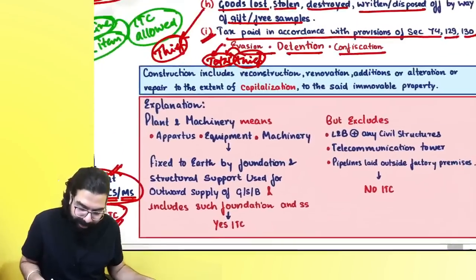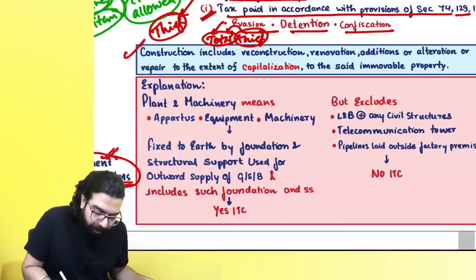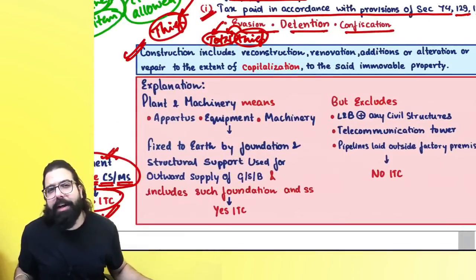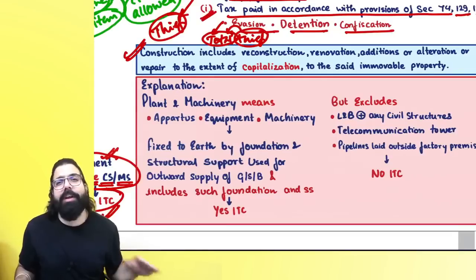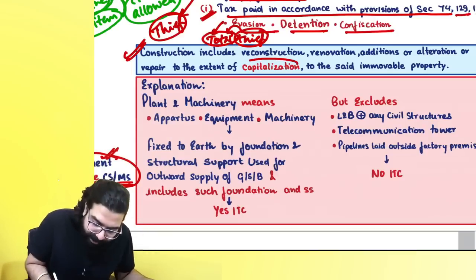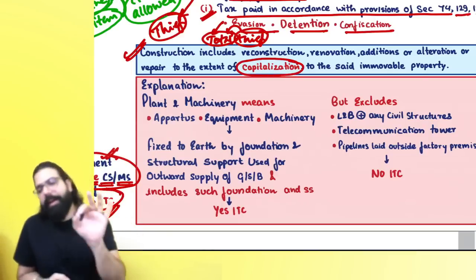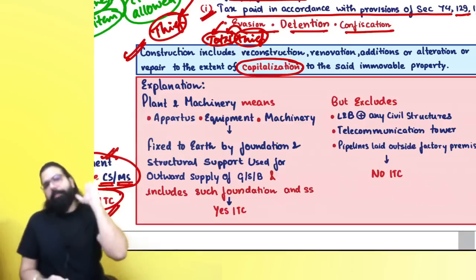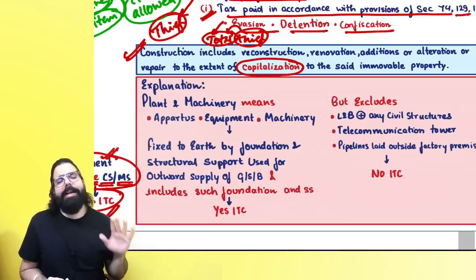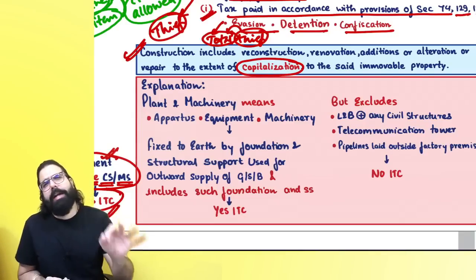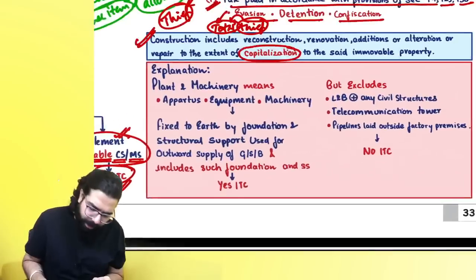Now everyone over here. Sir, what do you mean by construction? Construction credit is not allowed. I told you, construction of immovable property credit is not allowed. Remember, only if it is capitalized, then credit is not allowed. If you take it to your P&L account, then the credit will be allowed. Okay, sir, point is clear.